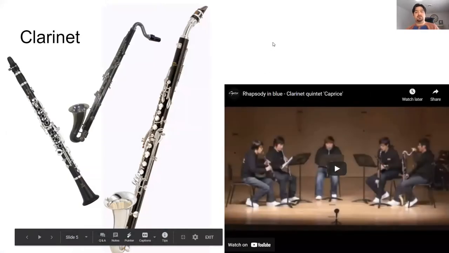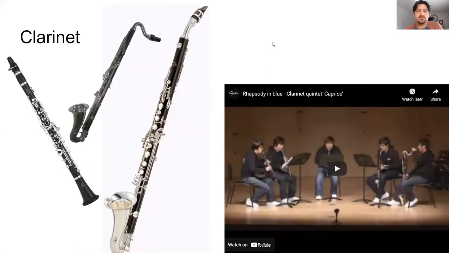Now, the next one is the clarinet. I'm sure if you've seen SpongeBob SquarePants, you know what the clarinet is. It's that thing that Squidward plays. But also, it's a member of the woodwind family. Now, this one, unfortunately, I don't have a picture of it right here. These are the ones that use reeds. They're a piece of wood that is actually attached to the very top part right here of the instrument. And when you blow through it, the reed vibrates and that makes the sound.